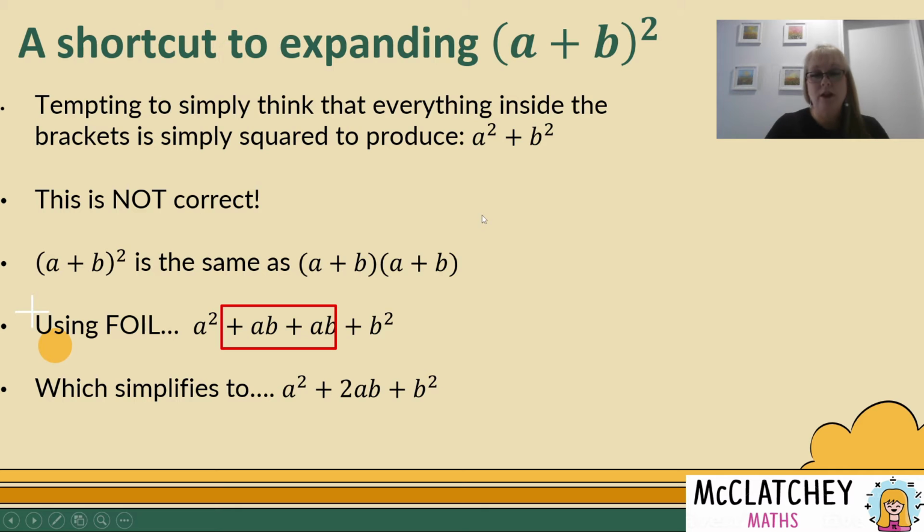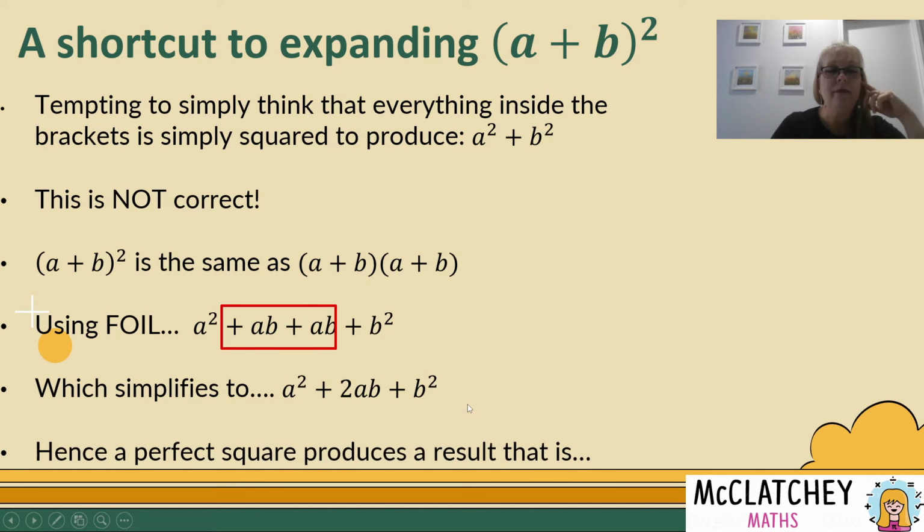That's a no-no. So just remember that it means two sets of brackets multiplied by each other, and there's that FOIL process for expanding. You could always use that FOIL process to expand that and you will get to the right solution. However, there is a shortcut to jump straight from here to the bottom here.